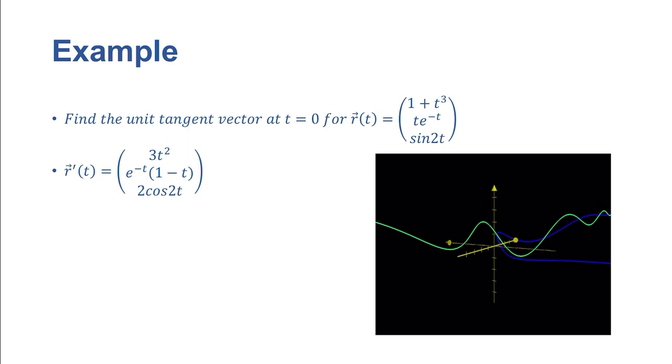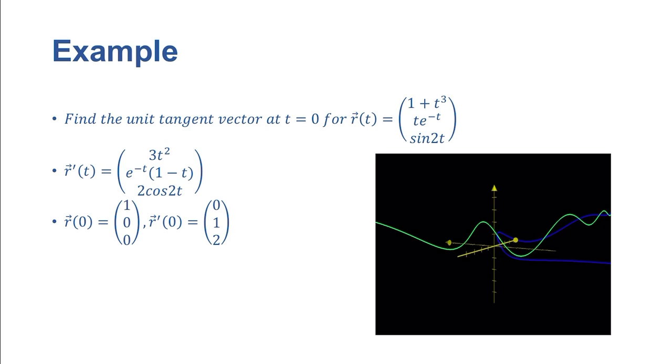if we take the derivative of all of this, we get r prime of t is equal to 3t squared, easy polynomial differentiation. Then we got to use the product rule for the second one, such that we get e to the negative t times 1 minus t, and then 2 cosine of 2t. Fairly simple. So now we need to find our values at 0. So if we plug in 0 for r of t, we get 1, 0, 0. If we plug in 0 for r prime of t, we get 0, 1, 2.